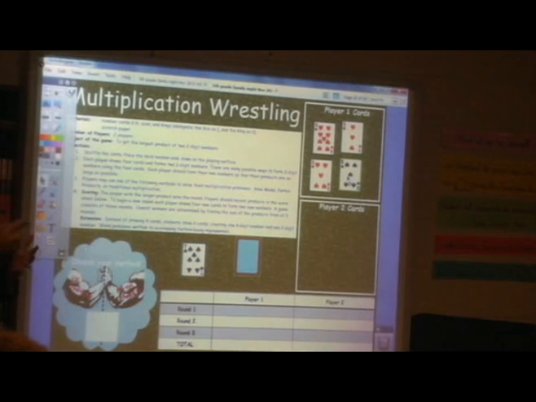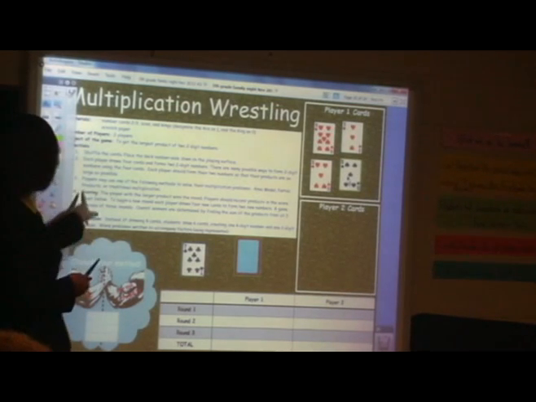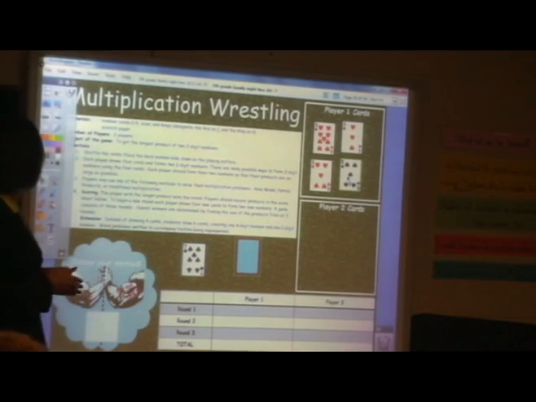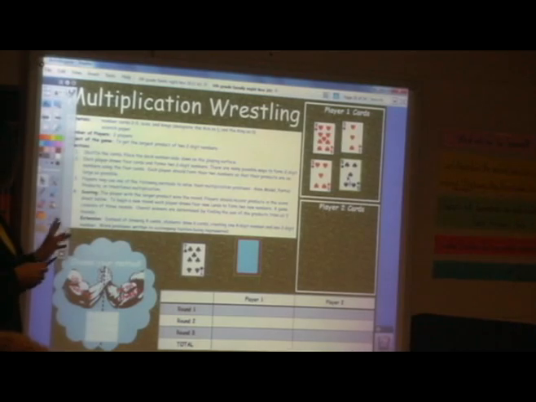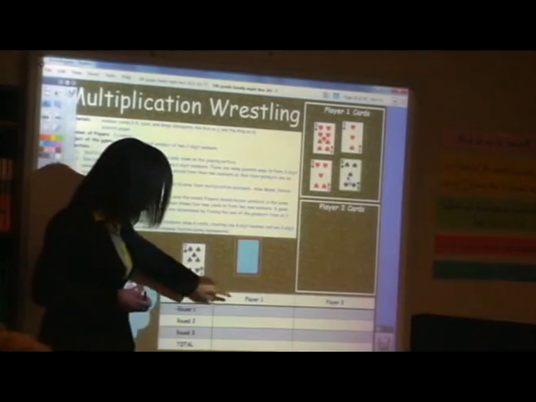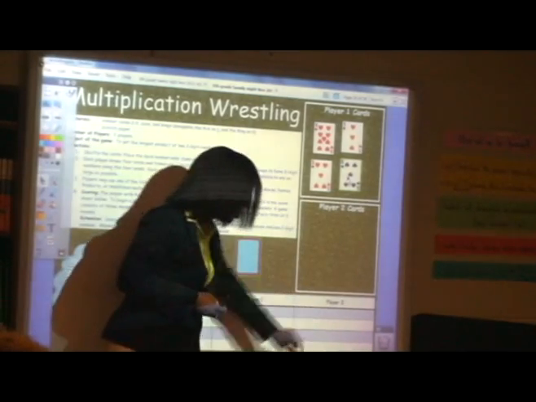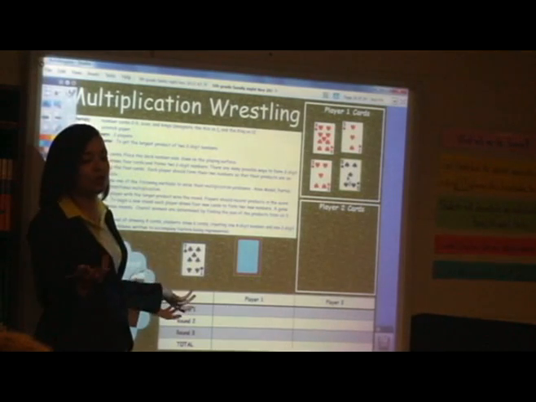And the purpose is extra practice. They can use US traditional, partial product, whatever's good for them to get their product. Players can use any of the methods to get their product. Scoring: the player with a larger product wins the round. Players should record their products in the score sheet below. So whatever my product is would go here. Player 2's would go there. Winner is the one with the largest product.